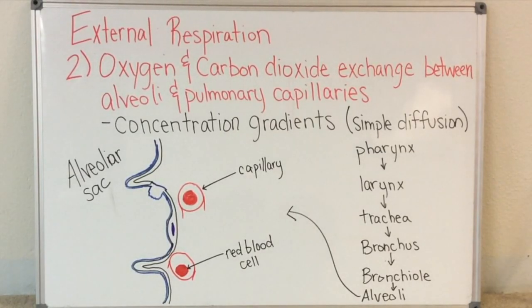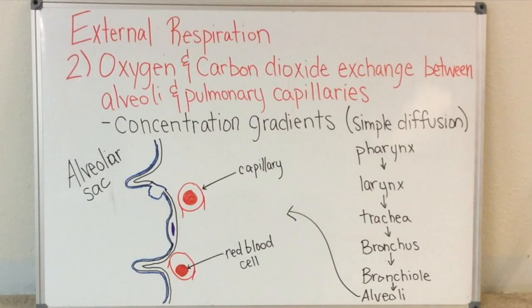The second step of external respiration is the exchange of oxygen and carbon dioxide between the alveoli and the pulmonary capillaries. Similar to the cardiovascular tree, diffusion of gases cannot occur in all places of the respiratory tree. The air must make it through the nasal pathway or the mouth, through the pharynx, larynx, trachea, bronchus, bronchioli, all the way to the alveoli before exchange can occur.